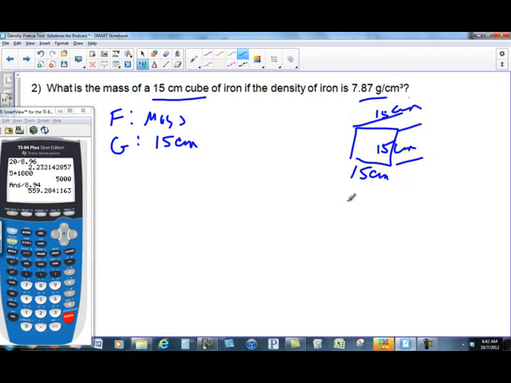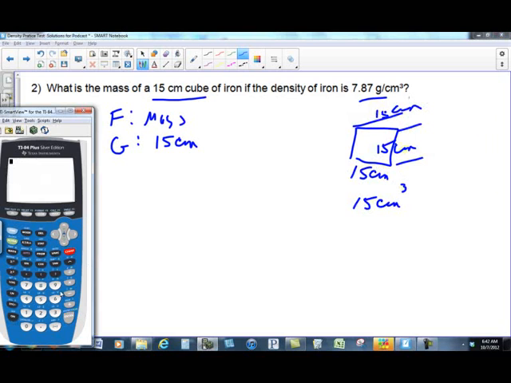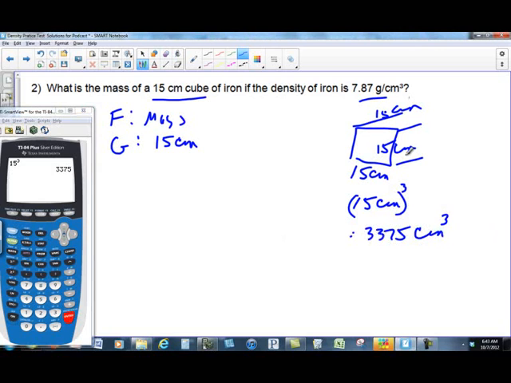So from this I can find my volume, so it's going to be 15 centimeters cubed, right? So I can just say 15 caret 3, and that gives me equals 3375. It's going to be centimeters cubed, because it's centimeters times centimeters times centimeters. Now, if you don't want to use a caret and the 3, you could say 15 times 15 times 15, but you'll get the same number.